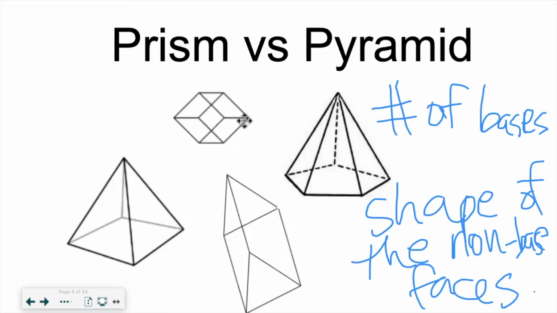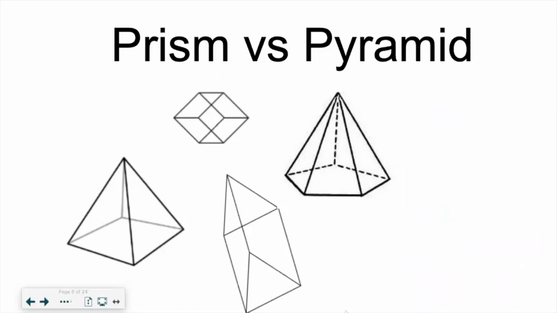This we could call a square pyramid. This has a base of a square and other faces, lateral faces that are triangles, so we call this a square pyramid. And this one is a triangular prism because the 2 bases are triangles and the other faces are rectangles. Hope that is kind of clear.